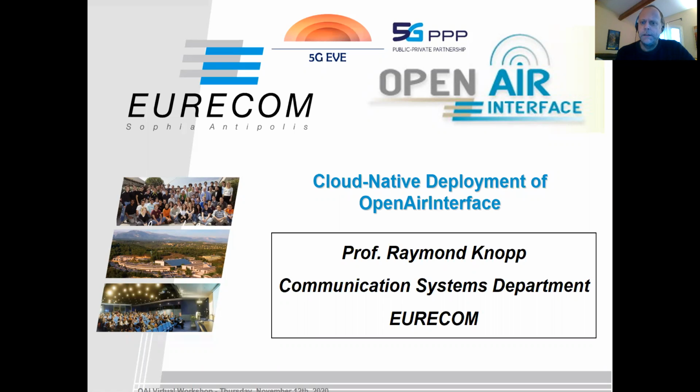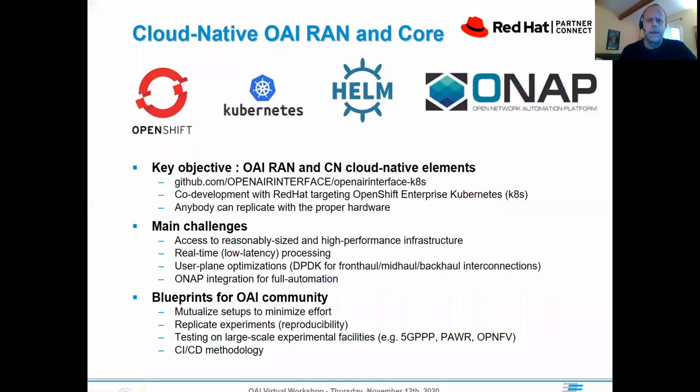I'm going to talk about cloud-native deployment of OpenAirInterface and some of the new and exciting things that we're doing inside of the community. This basically concerns the usage of OpenAirInterface for cloud-native networks, meaning we're, in the context of OpenAirInterface, deploying the radio access network and core network components using modern tools such as Kubernetes or Red Hat's OpenShift.